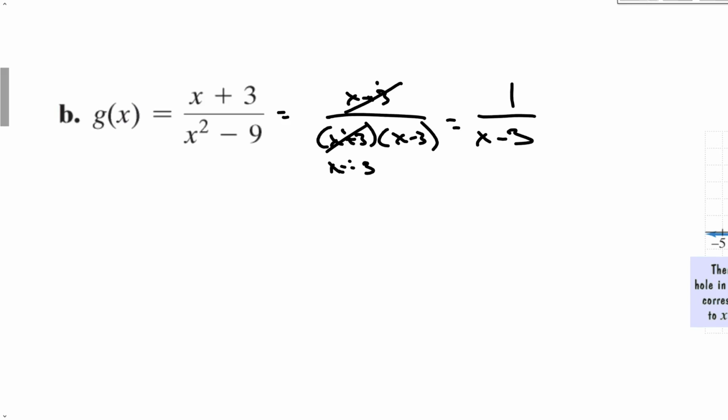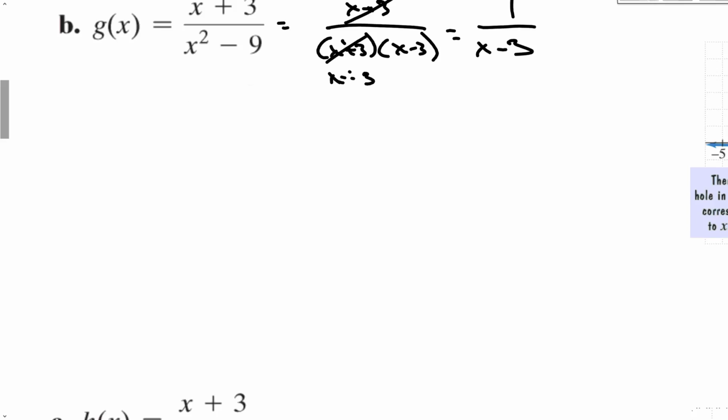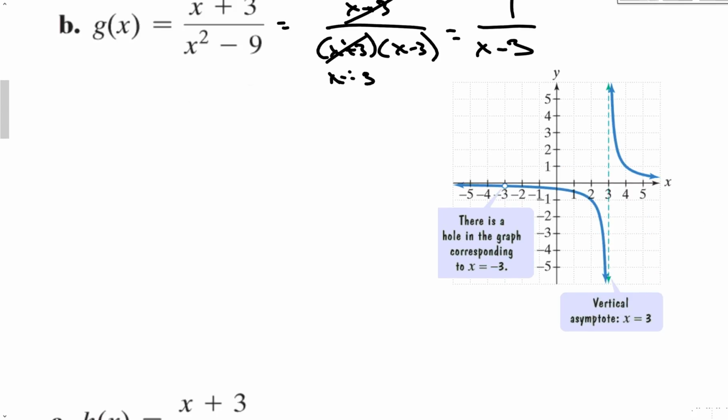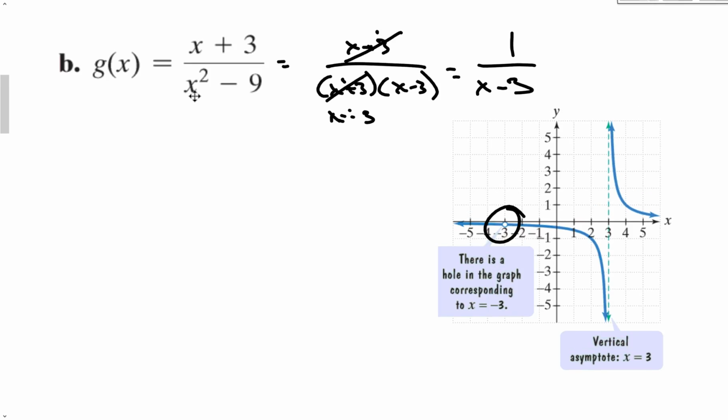Another name for these removable discontinuities is holes, because when I graph the function, I see my infinite discontinuity, my vertical asymptote right here at 3, but right there, all I have is a space in the function where it is undefined. Because if I look at the original function, I still can't plug -3 into it without getting it to be undefined. But because I was able to cancel that factor out, it's not a vertical discontinuity, it's something called a hole.